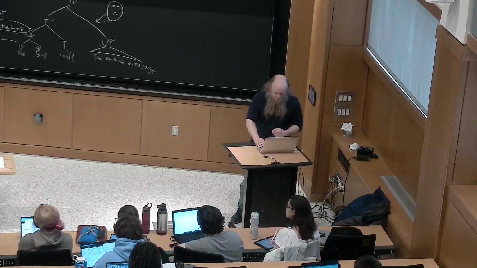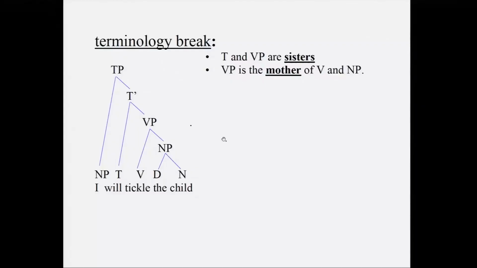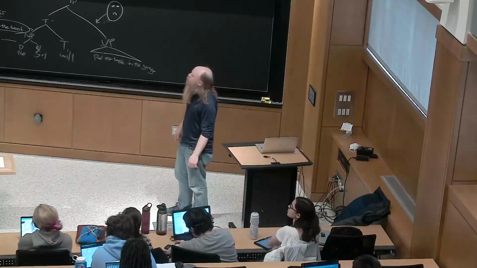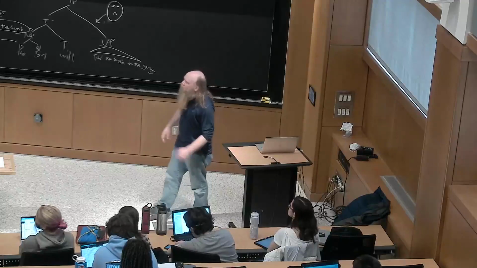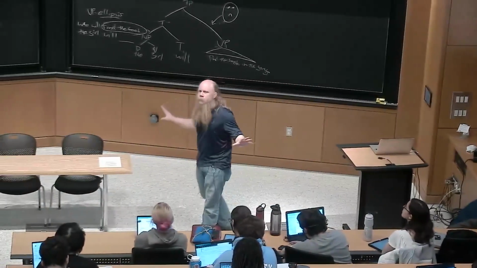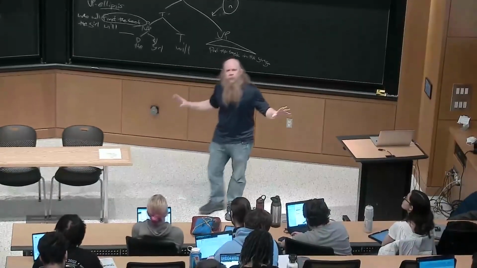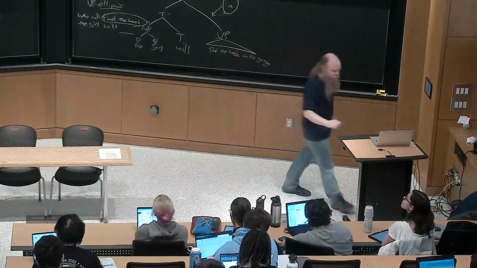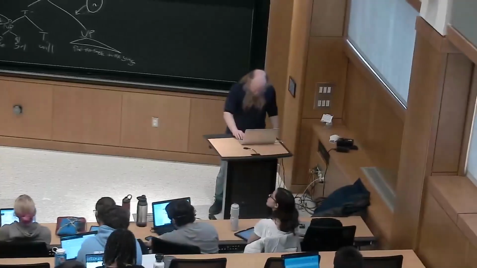Similarly, we say that VP is the mother of V and NP, yeah? And we also use the word daughter. Although I don't have it on this slide, I should add it. So you say that V is the daughter of VP. That's as far as people go with kinship terms, so you don't hear about grandmothers or aunts or cousins or anything like that. But people use those terms to talk about relationships between nodes in the tree.